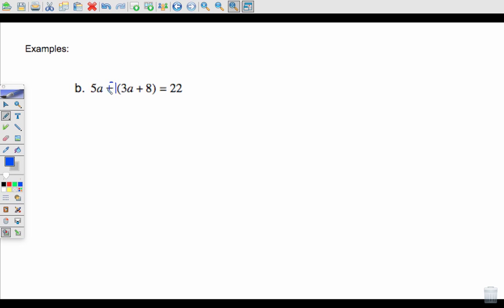Okay, so I changed my minus to a negative 1. Whenever you see a minus in front of parentheses, that gets distributed. So my first step is to distribute a -1 to both terms in here. -1 times 3a is -3a. -1 times 8 is -8. Okay, so that was the distributive property.